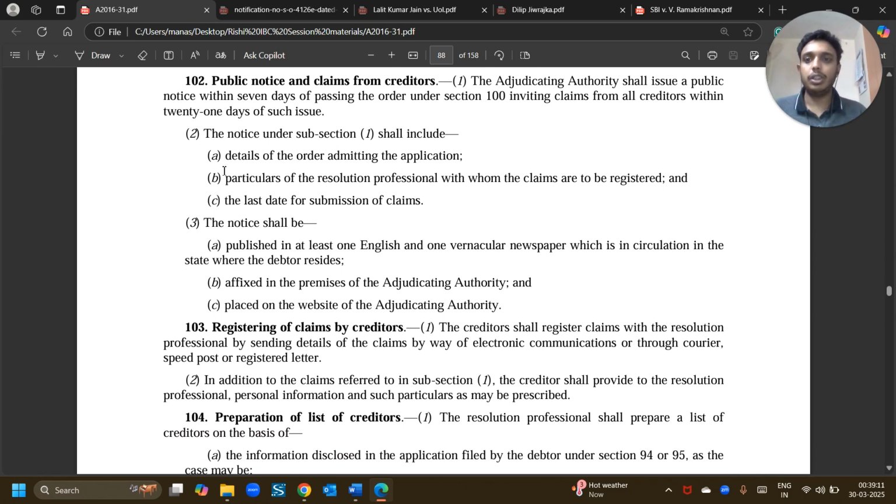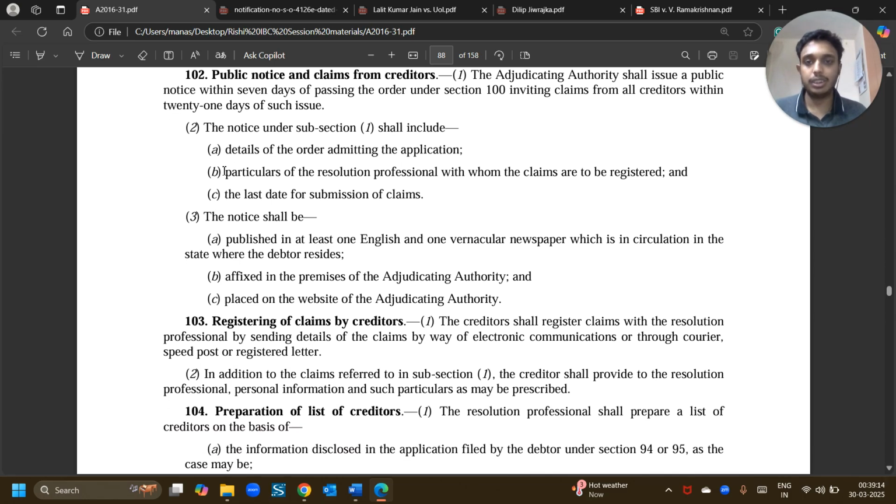Now coming to section 102, which is the next logical step in the resolution process, which is public notice and claims. Now the adjudicating authority shall issue a public notice within 7 days of passing of the order under section 100 inviting claims from creditors. So here it's not the RP but the adjudicating authority. So that's a very crucial difference.